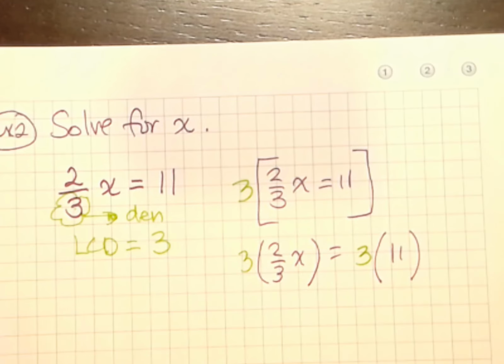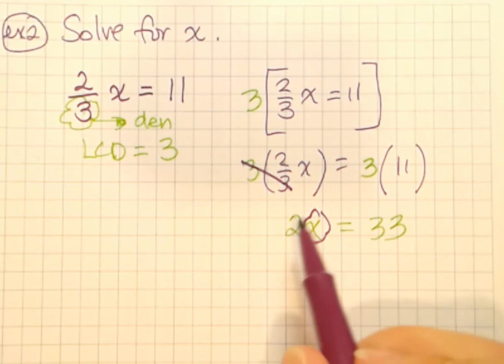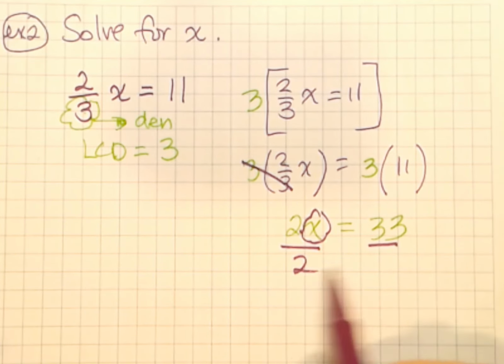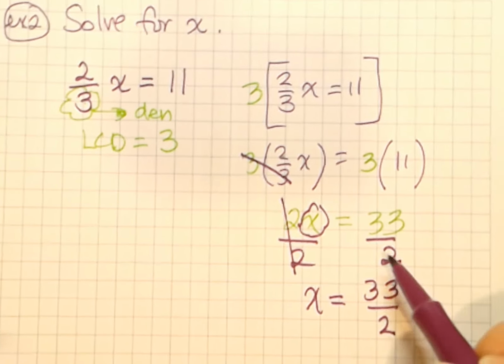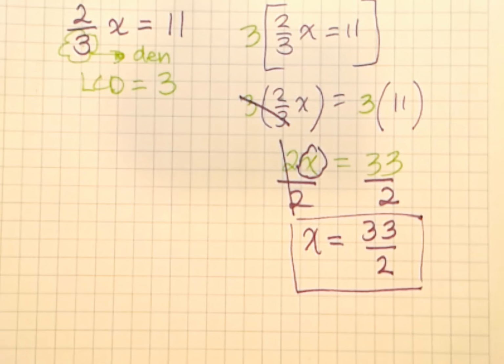And so now these 3's will divide out, and that's going to leave me with the 2 and the x, which is 2x, and then 3 times 11 is 33. Okay, and so now I'm trying to get the x by itself. I see a multiply times 2, so to undo that, I divide by 2. The 2's divide. So I get x is equal to 33 over 2. Now that won't simplify anymore, and that's a good answer. I'm not going to change it. So I'm going to leave it as 33 over 2.